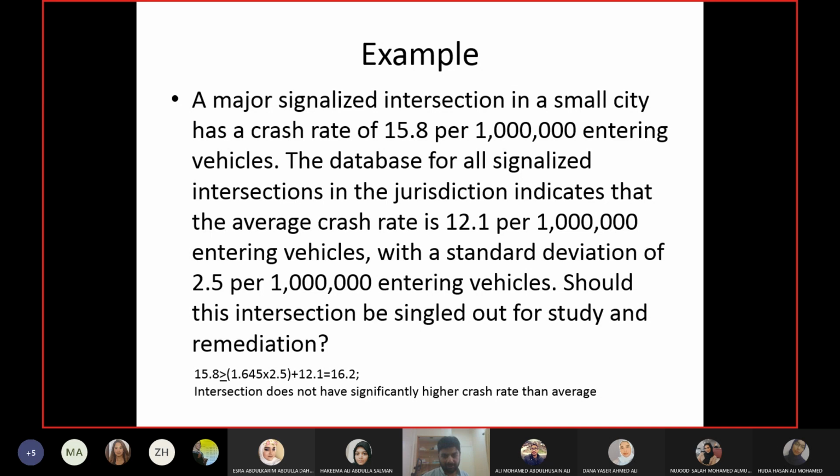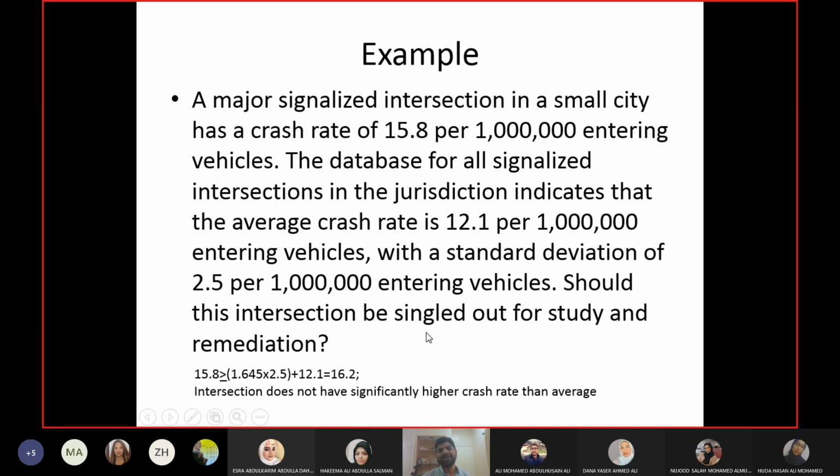So they are asking: given this data, should this site with a crash rate of 15.8 per million entering vehicles be singled out for study and remediation? Study of what? Accidents. Remediation of what? Crashes. Okay, study and remediation of crashes. Singled out means selected. Should I select this site for any further study and remediation of crashes or not?